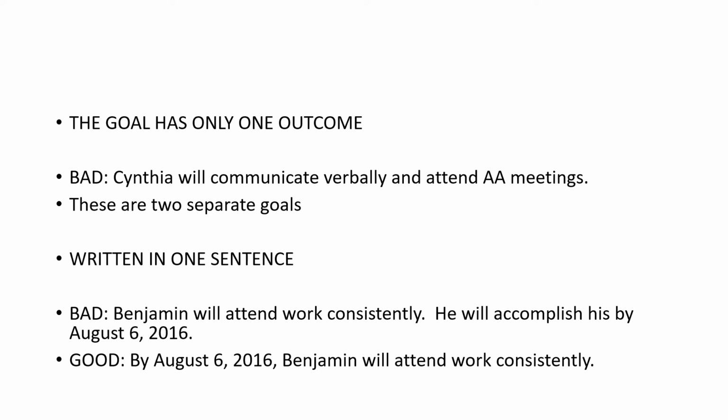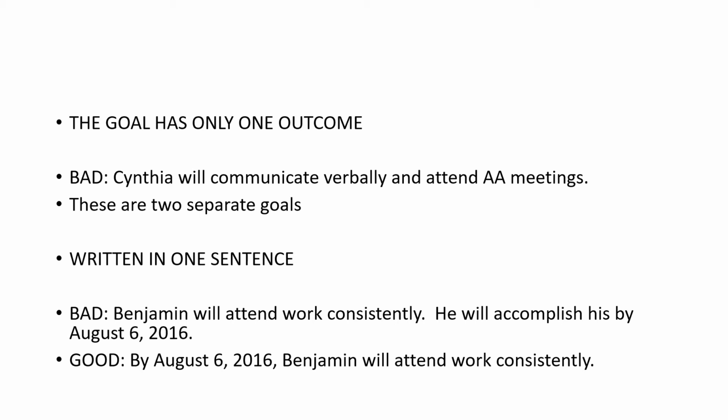The goal has one outcome only. All right, so here's a bad example. Cynthia will communicate verbally and attend AA meetings. The reason why this is bad is because these are two separate goals. It should be Cynthia will communicate verbally with people, and another one is Cynthia will attend 5 AA meetings per week. Okay, so you need to make sure that it's not two things put into one, because that's called a double-barrel. When you have two, we don't know which one we're supposed to focus on. And sometimes when you do that, people only pay attention to the second one and not the first one.